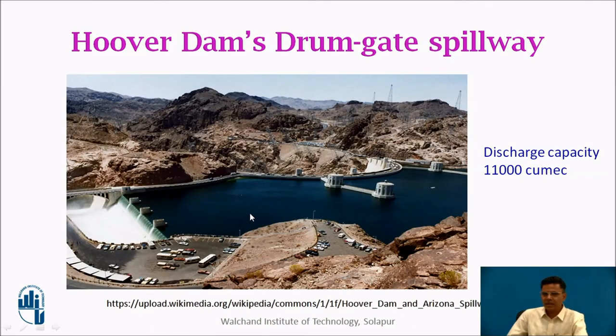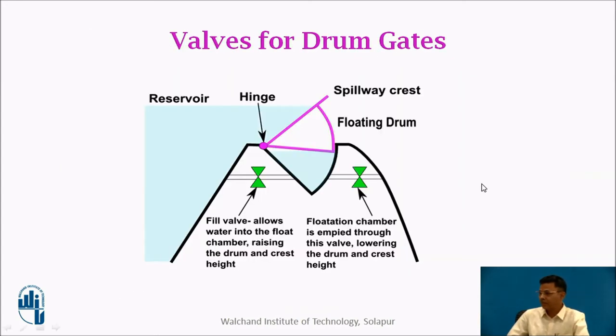So this is a speciality of the USBR drum gate. If you see here, this is the Hoover Dam, and this is a typical drum gate, and what is flowing over this gate. The discharge capacity of the spillway at Hoover Dam is about 11,000 cubic meter per second. Now there is a special mechanism which makes lifting of the drum gates much easier. You will find that here this is a reservoir, here there is a valve. It allows water into the float chamber. So this is the float chamber, raising the drum and crest high.